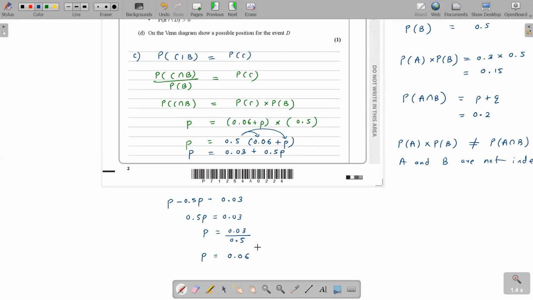Is this clear? Then how do we get the Q value? We know P plus Q is 0.2, which we found earlier. So Q equals 0.2 minus the P value 0.06. Q equals 0.14. So this is my P and Q value. This is clear?